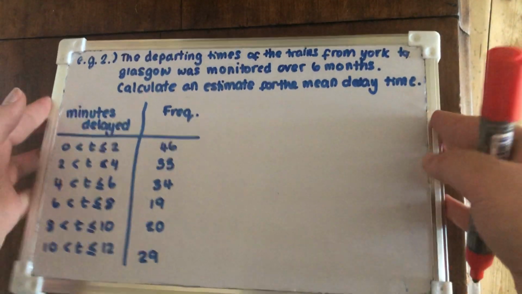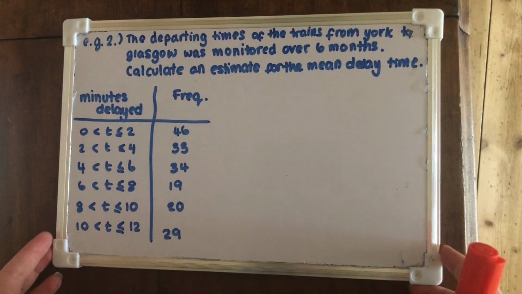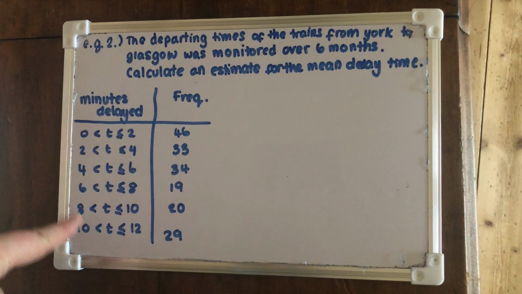These are the little bit harder ones. Okay, the only reason why it's harder is because if you see here, they're not just numbers, these are called class widths.